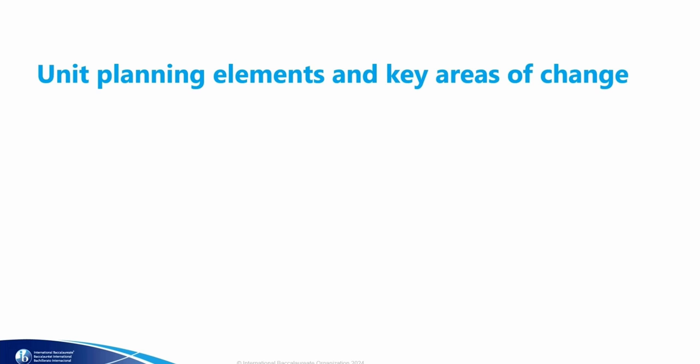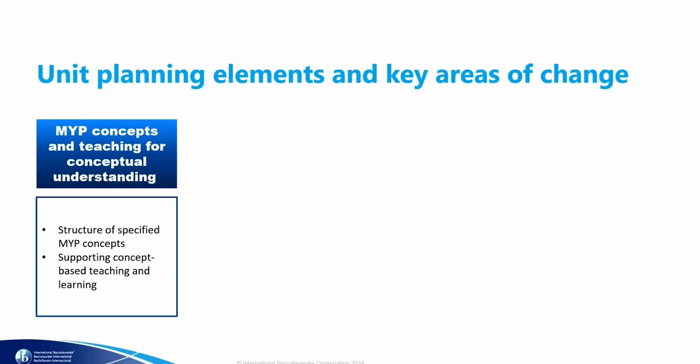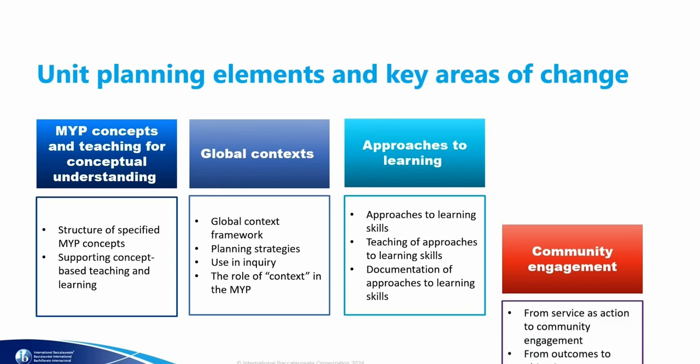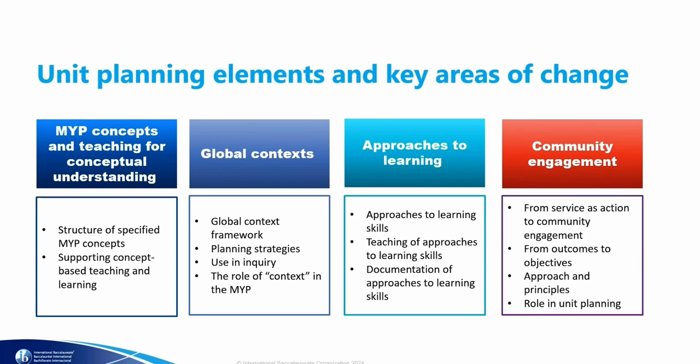The Enhancing the MYP beta trial focuses on four key elements of MYP unit planning and delivery: MYP concepts and teaching for conceptual understanding, global contexts, approaches to learning, and community engagement, previously service as action. Schools can selectively incorporate and adapt these unit elements to align with their specific contexts.